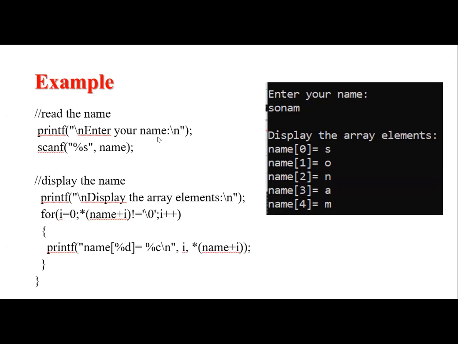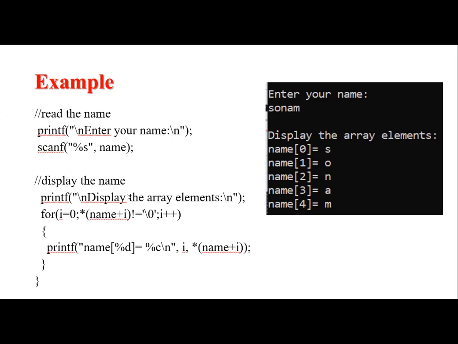So printf, enter your name. I can directly type Sonam. Read it as a character string, right? Percentage s, name. Then let us display the array one by one. This is how we do it one by one. Or I can directly display it, right? Display as percentage s and then name.